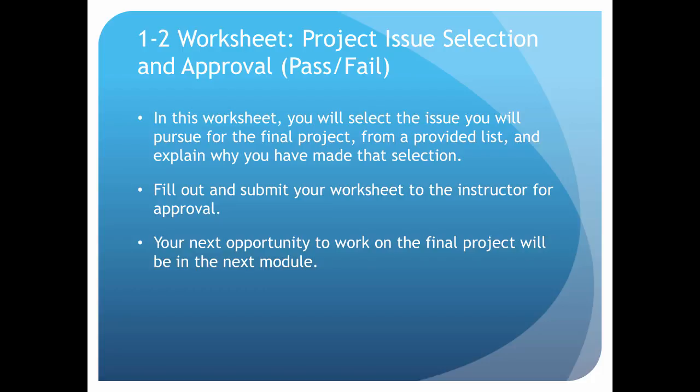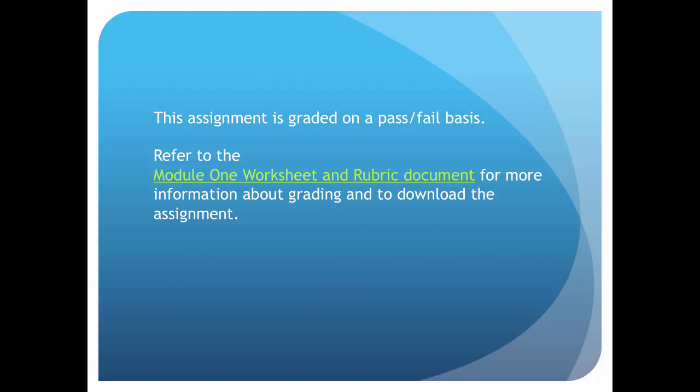In this worksheet you will select the issue you will pursue for the final project from a provided list, of course, and explain why you have made that selection. So you need to fill out and submit your worksheet to the instructor for approval. Your next opportunity to work on the final project will be in the next module. The assignment is graded on a pass-fail basis, and you can refer to that link there for the Module 1 worksheet and rubric document for more information.